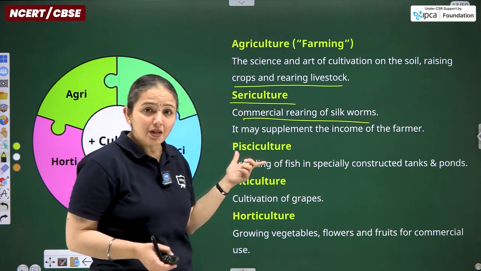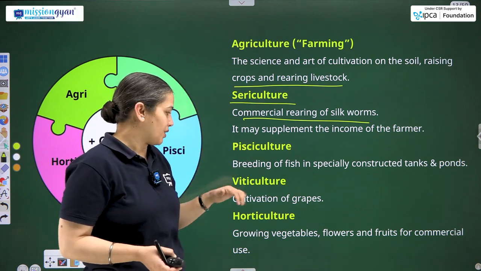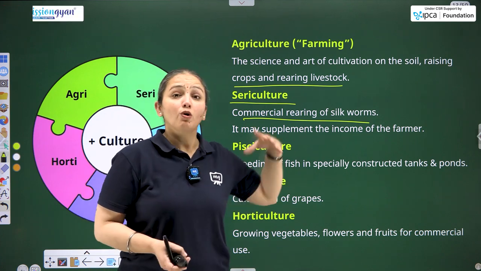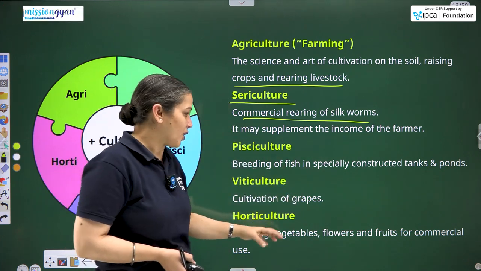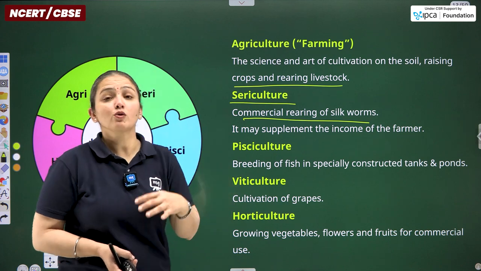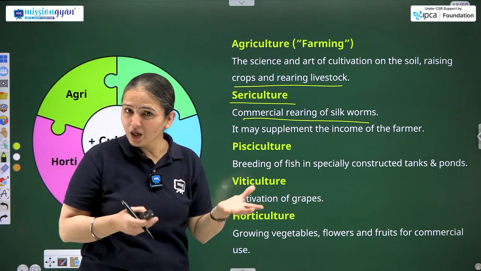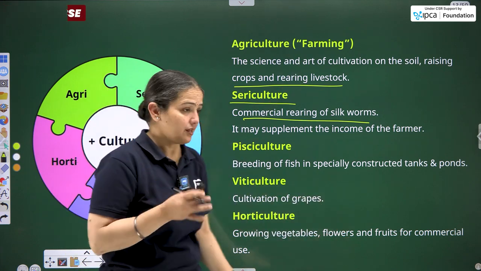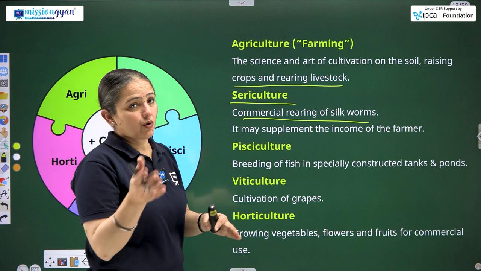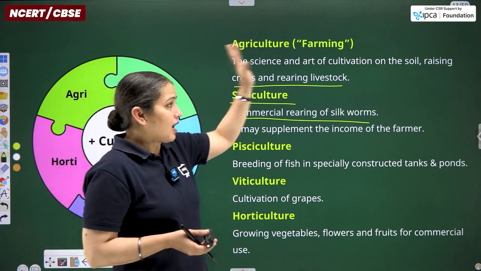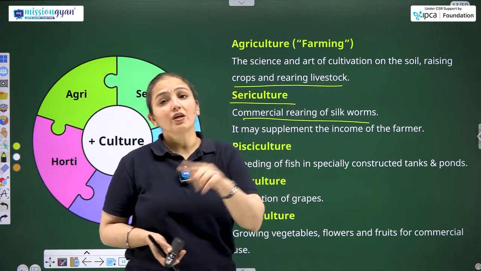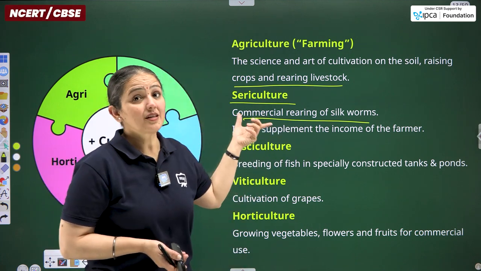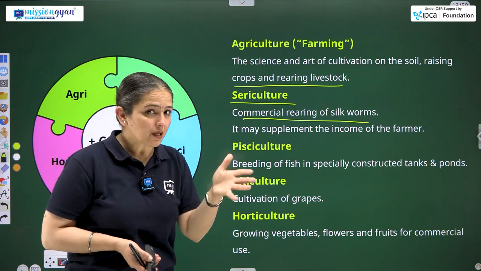Then in which type of farming are fishes bred? Viticulture is the cultivation of grapes. Horticulture, growing vegetables and flowers, is also known as horticulture. So the language can be manipulated, but a one word question can come from this slide itself. So let's read out. Agriculture we have already discussed, within which the science and art of cultivation on the soil along with rearing of livestock comes. Sericulture is done commercially, it means the silk is extracted for commercial purposes, for selling purposes entirely.